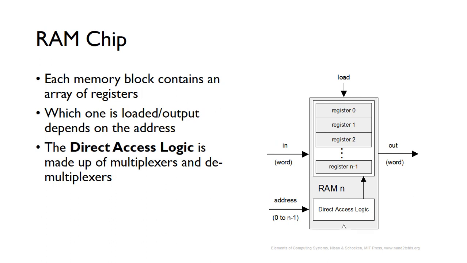So we want the output. If we want to read from register 0, for example, that's where load will be 0. We don't want to load new data, we just want to output the data. So on the address bus, we'll just put all zeros. So select memory address 0, and the contents of register 0 will come on the output.